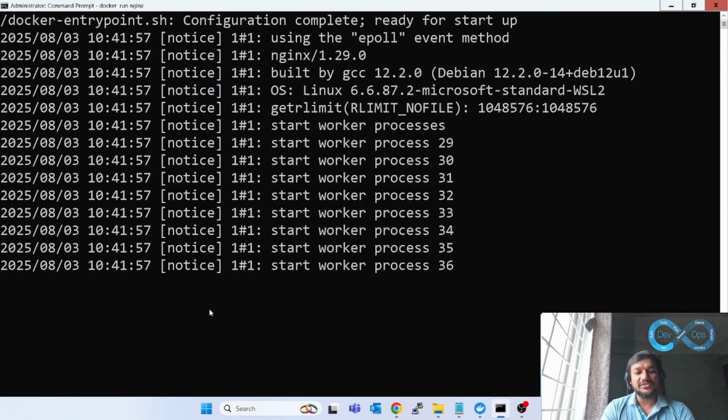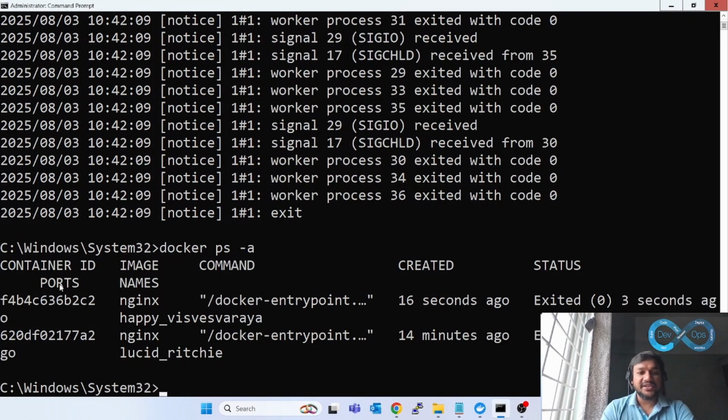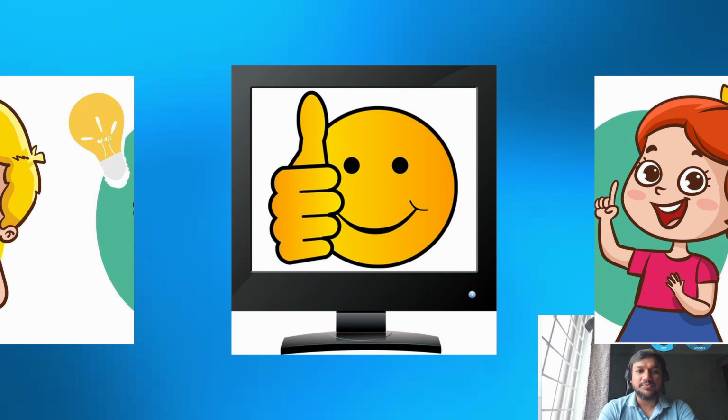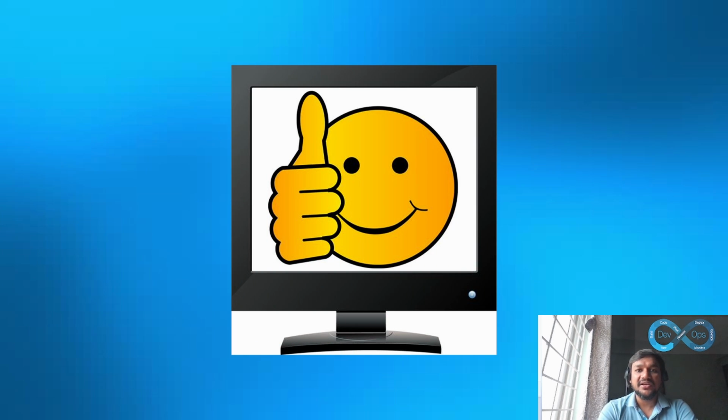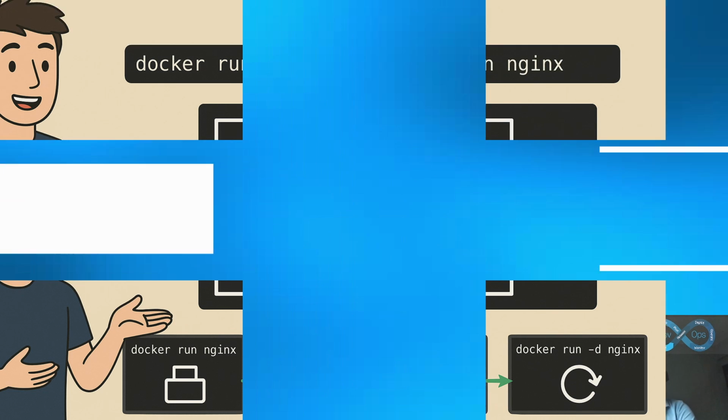When I press Ctrl C, it will come out of the terminal and it will exit the container also. You can see it has exited, created 16 seconds ago. So this container stopped automatically. That's what the foreground mode does. The container's output shows up directly in your terminal. You stay connected to it, and when you press Ctrl C, it will stop the container.